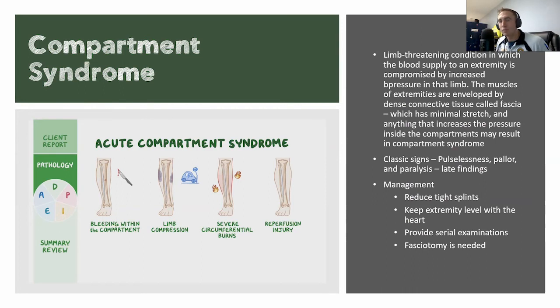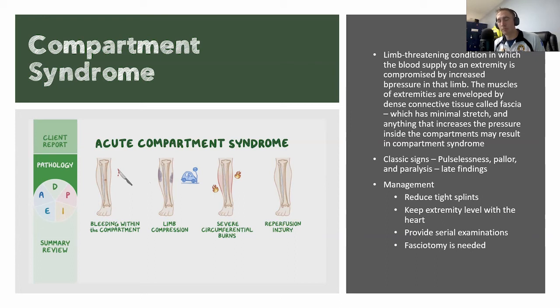Compartment syndrome could be a life-threatening, limb-threatening condition for that extremity. So what is compartment syndrome? Well, the muscles in your extremity are enveloped by this connective tissue called fascia. Fascia does not stretch very well. Anything bleeding, swelling can increase pressure in that compartment, and increasing pressure in that compartment can cause what we refer to as compartment syndrome. Now, there are tools in the hospital that they use for measuring pressures in those compartments.